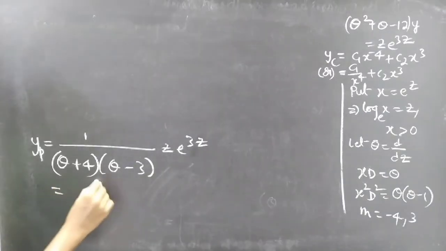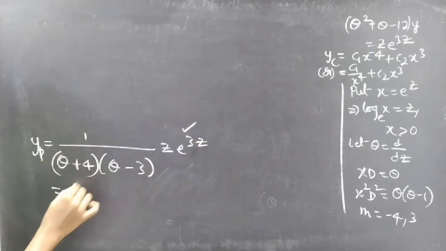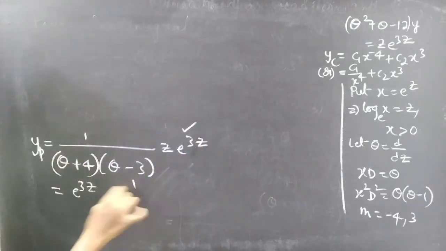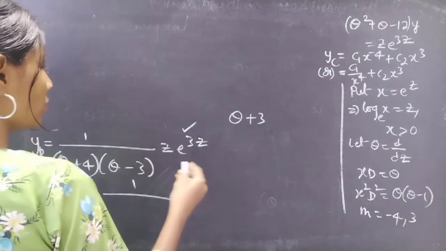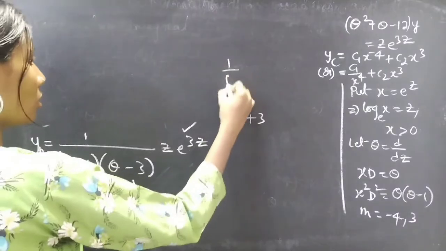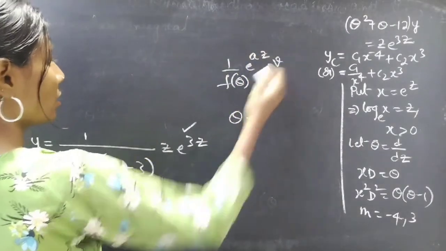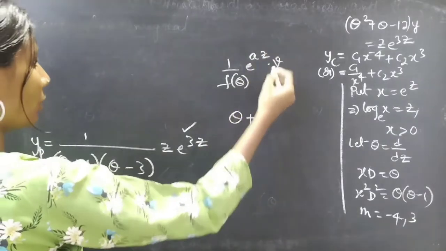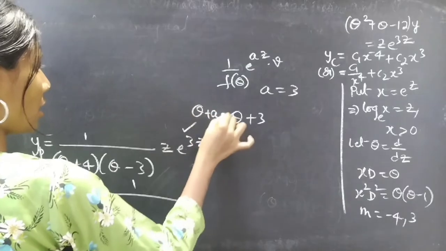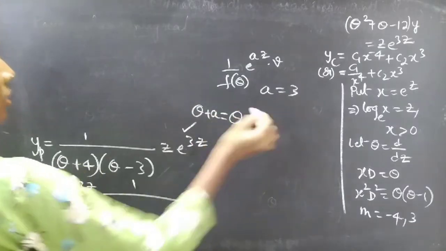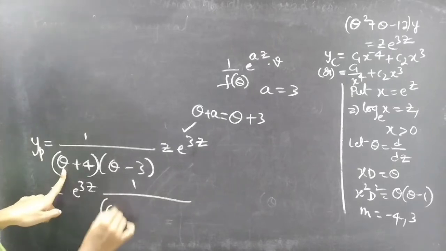So yp becomes 1. Shift e power 3z towards left by replacing theta with theta plus 3. Okay, just compare this with 1 by f of theta into e power az into v. Compare e power 3z with e power az, then for a equals to 3, we'll find theta plus a, which is equals to theta plus 3, right? So now replace theta with theta plus 3.